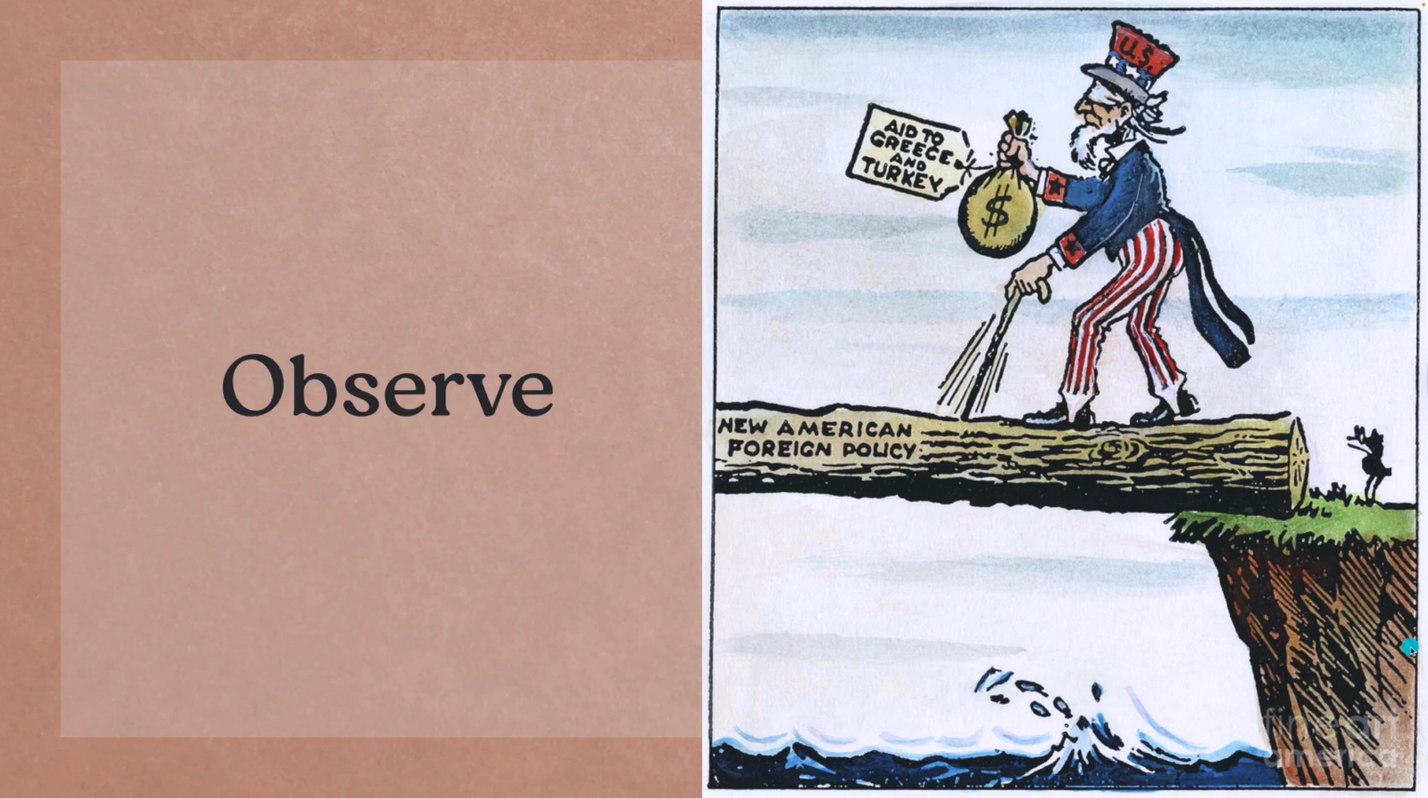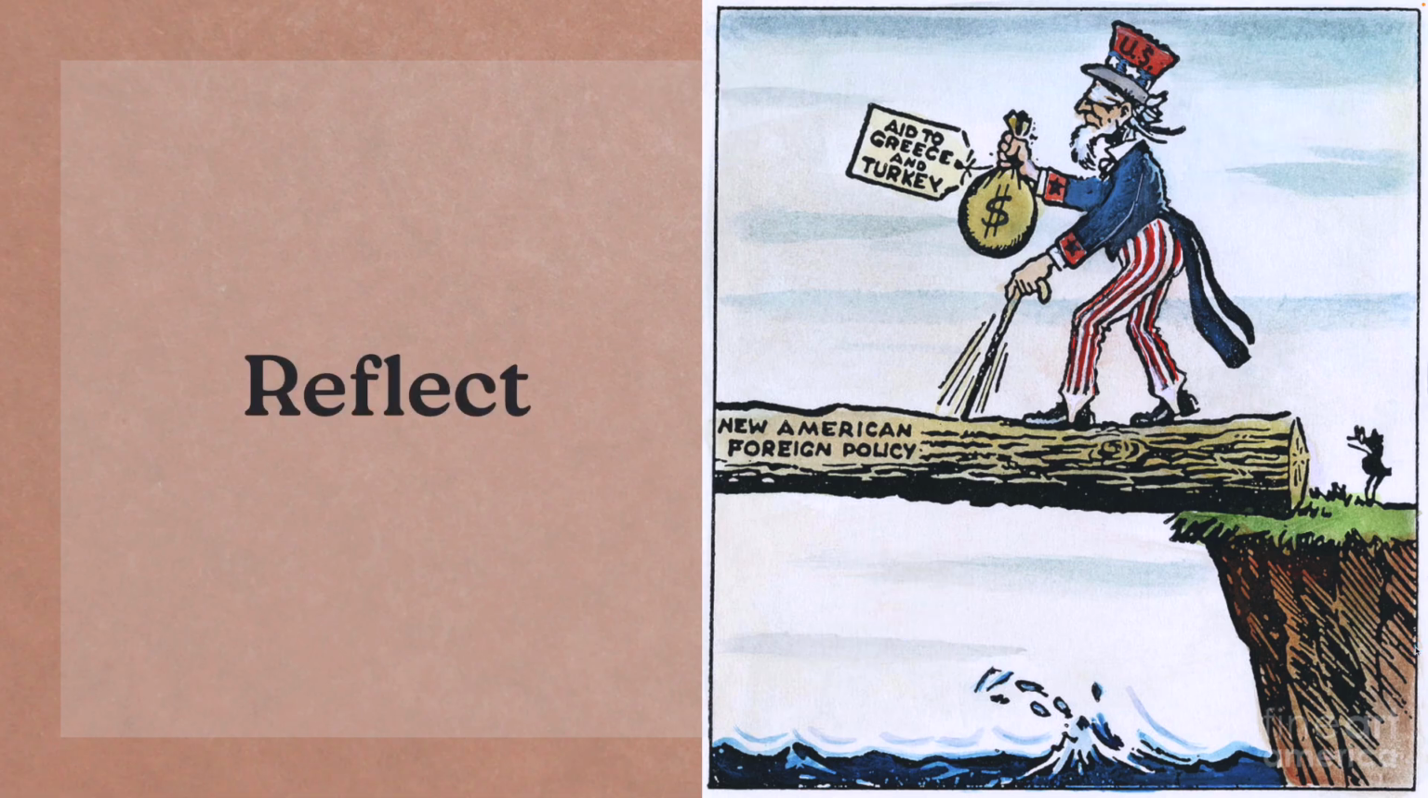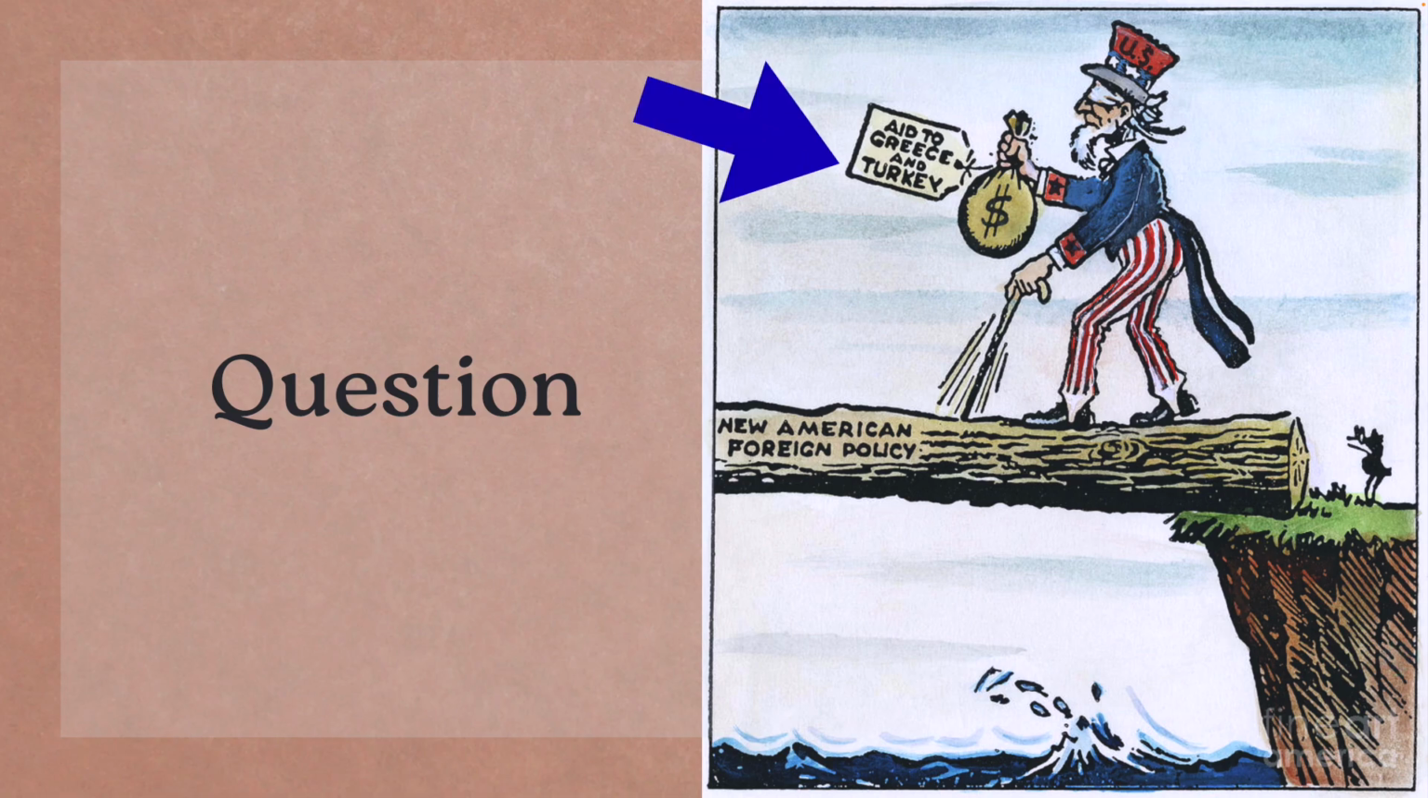Observe. The image shows a man in striped pants, a log, and a bag marked with a money symbol. Reflect. The cartoon is from the Cold War, a time when the U.S. competed with the Soviet Union and tried to stop the spread of communism. Question. Why does the tag say aid to Greece and Turkey? Why is the man blindfolded and using a cane as he crosses a log? These are but a few questions a learner may have as they use the ORQ strategy for this political cartoon.